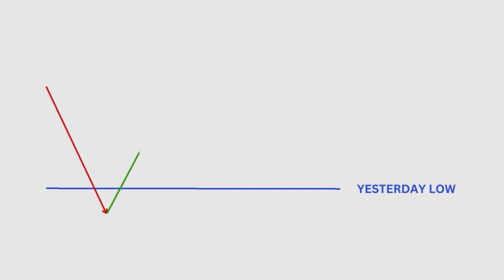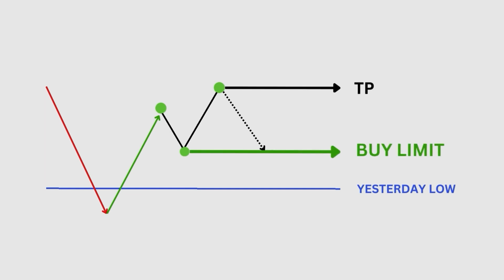If price breaks yesterday's lowest price and is rejected, and it forms a high, a low, and a higher point above the previous day's low, we open a buy position at this low point.